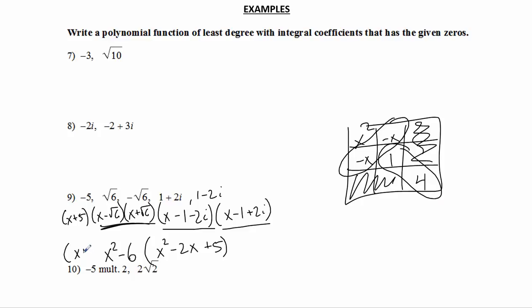Then I have the x plus 5 still there, with the x squared minus 6 still there, with the x squared minus 2x plus 5 there. So now I have two binomials and a trinomial, and you have to multiply them together. Multiply using your boxes, and then press play for the answer.